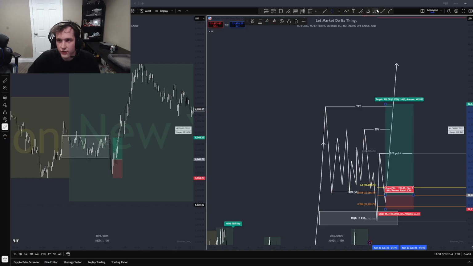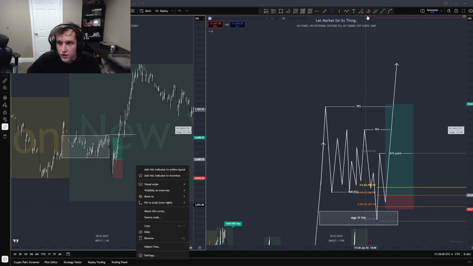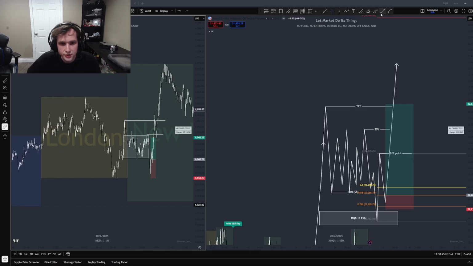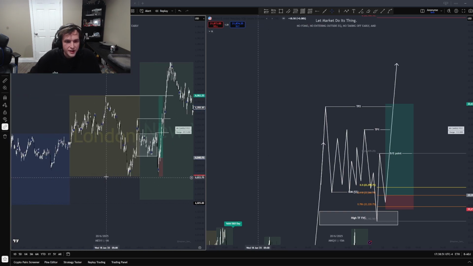All right, so I can't target it, whatever. The BE is here, right? TP1 is here, and TP2 is here. So this trade would be a 1 to 3.3, okay?